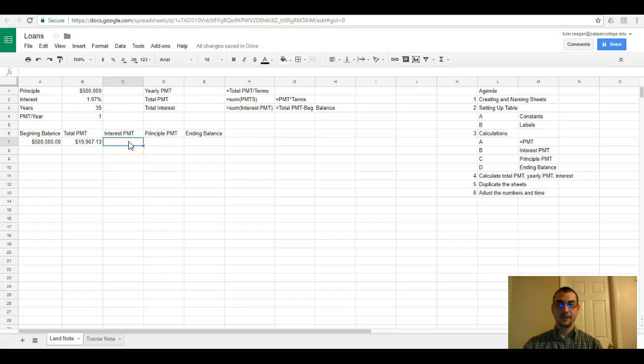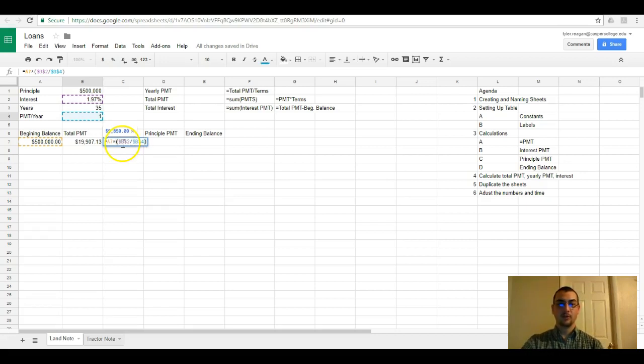The next thing we want to calculate is the interest payment. So you're paying almost $20,000 every year. How much of that goes to interest? Well, in this first year, we can find that out by saying equals. We're going to take this beginning balance times, and we'll open parenthesis, this interest rate divided by the payments per year. We want to lock in those two because those are our constants that are never changing. And then we say close parenthesis.